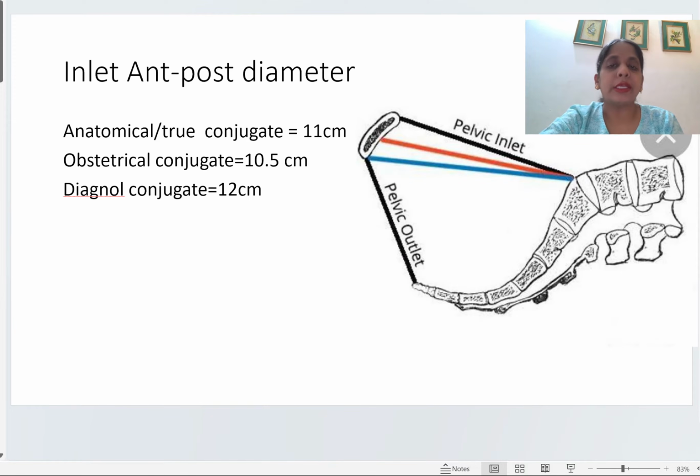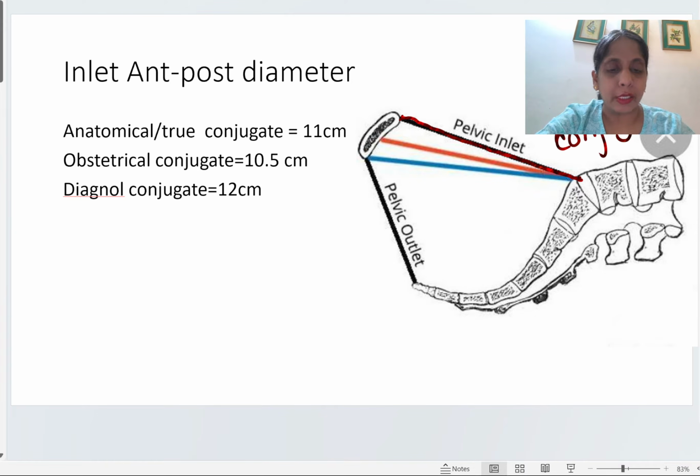Let us now talk in detail about the antero-posterior diameter. This is the antero-posterior diameter, from the sacral promontory to the upper part of the pubic symphysis, and this is known as the anatomical conjugate.